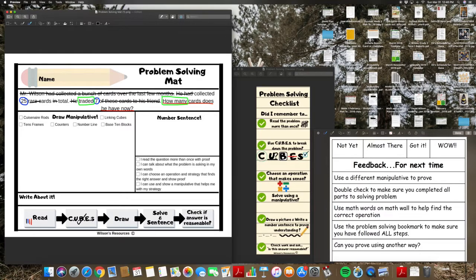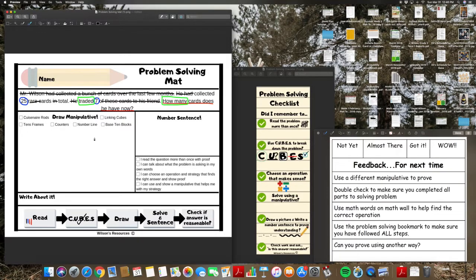So the first thing that I have students do is identify what manipulative are you going to use. This is really huge, and this is what I'm looking for. And you can see in my feedback, it says use a different manipulative to prove. Super duper important. Sometimes we can just look at a problem and be able to answer it in our heads, and that's okay, but we need proof, especially when someone's evaluating it. How do we know that we know?